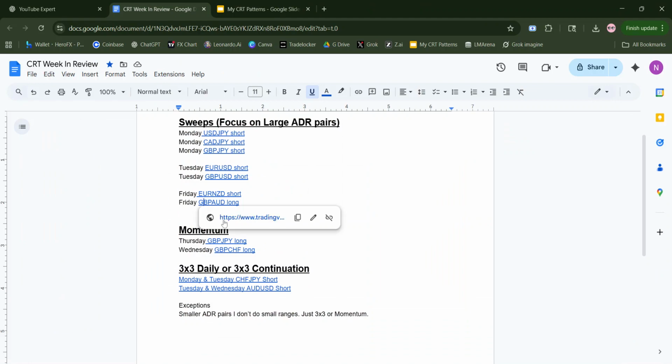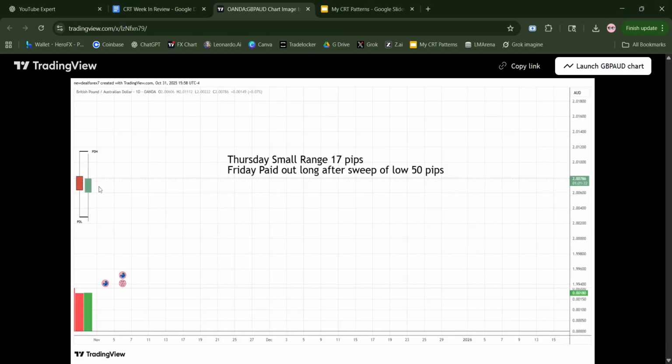A Friday as well. Pound Aussie long, same deal. This was a long, so you had a 17 pip body for the candle. Price opened, went down, swept the low. So your entry would have been down here somewhere, and then you just go up as much as you can. 50 pips would have been a good payout for that, but the entry was at the bottom of this range, ideally near the prior day low. So that was that.